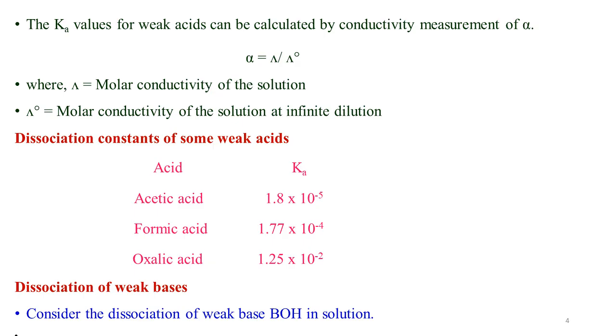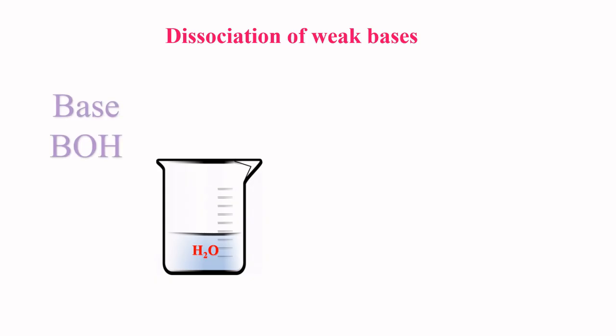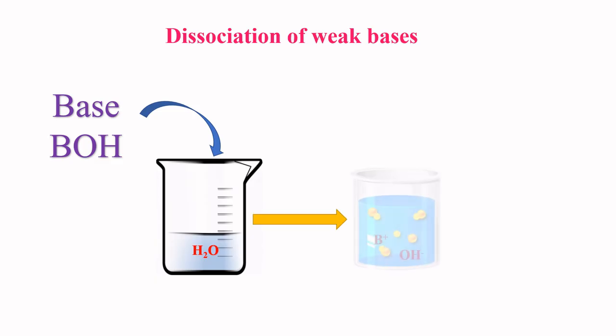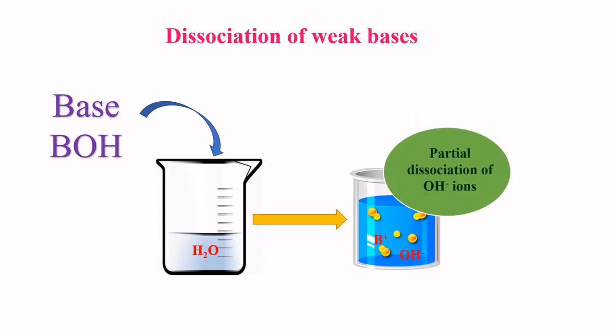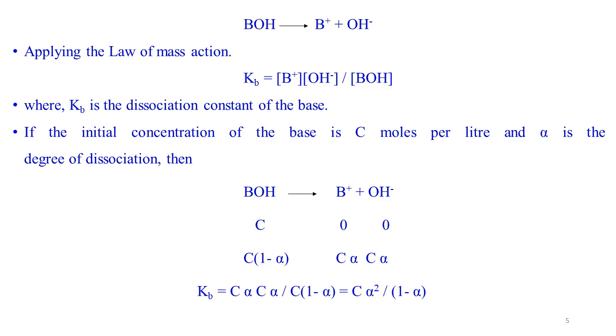Dissociation of weak bases. Consider the dissociation of a weak base BOH in solution. BOH gives B+ and OH- ions. Applying the law of mass action, Kb is equal to the concentration of B+ times the concentration of OH- divided by the concentration of BOH, where Kb is the dissociation constant of the base.